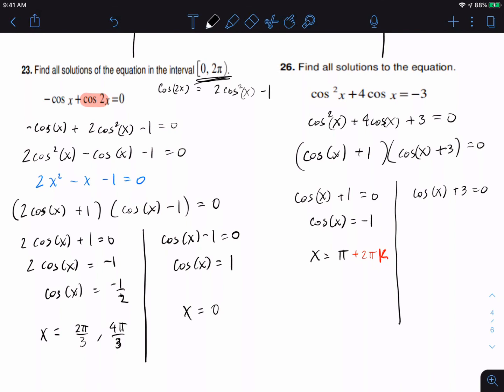Now on the other side, I'm going to get cosine of x is equal to a negative 3. When does that happen? That's right. This one here never happens. Not for us in the unit circle. If we had a bigger circle, that'd be possible, but not in the unit circle. Okay, good. Good. All right.